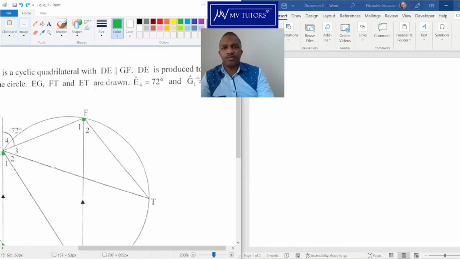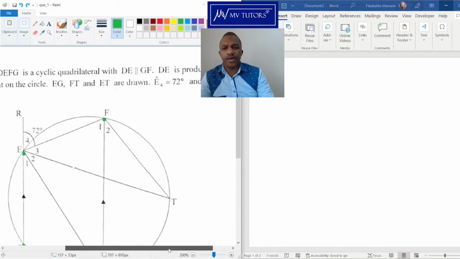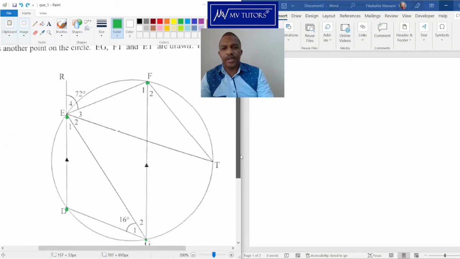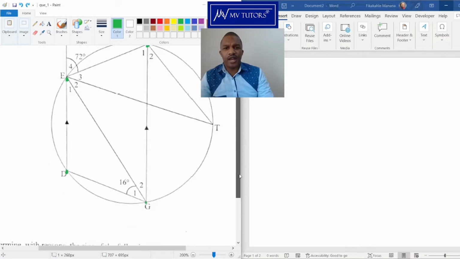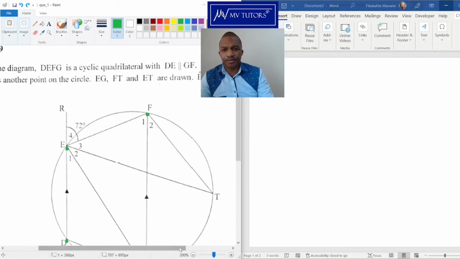And then DE is produced to R. What is that telling us? Well, basically all they're saying is that DER is a straight line. Okay, it's a straight line. I don't have to show it, but if you're interested in seeing it, there we go. DER is a straight line, meaning it's 180 degrees over there. Just keep it in mind. It's just a clue that they are giving us.